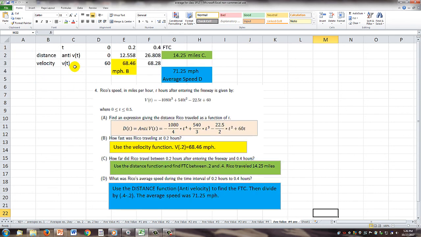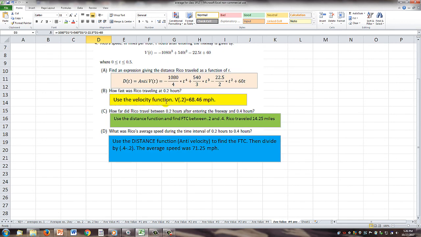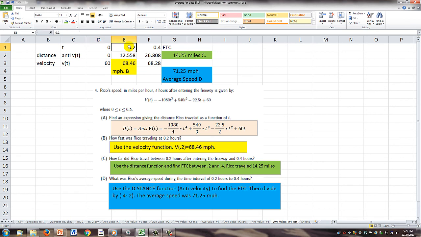So right here I have t and 0 and 0.2 and 0.4, and I typed in my anti-velocity function, which is distance, and I went ahead and typed in my velocity function here. So use the velocity function at 0.2 hours. So when t is 0.2, my velocity function gives 68.46 miles per hour. Question C, use the distance function because it says how far did they travel between 0.2 and 0.4. So I have the antiderivative here and here. Subtract the two, get the FTC. So between 0.2 and 0.4 hours, they traveled 14.25 miles.